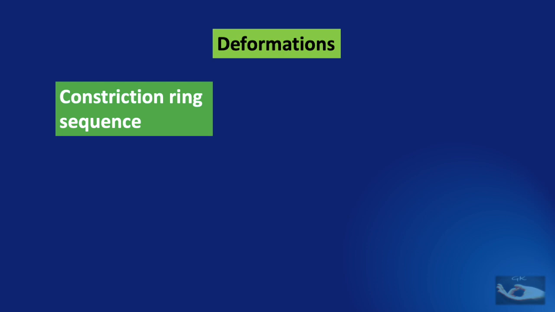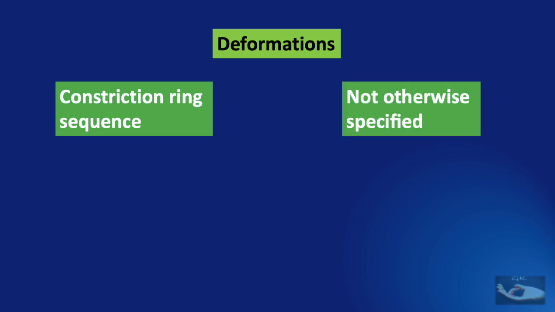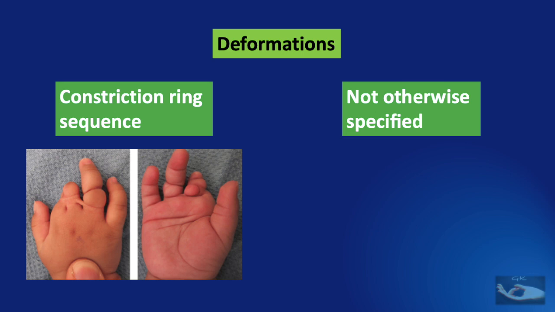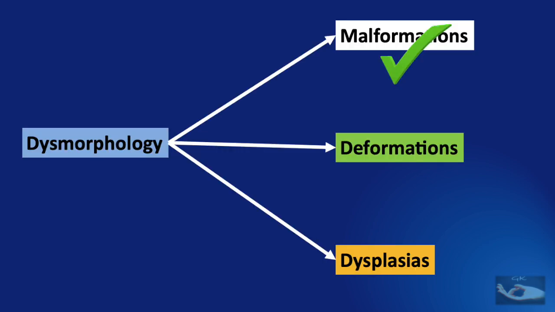Deformations are basically of two types. They could be a constriction ring sequence or they could be a deformation not otherwise specified. This category allows for new deformations to be added as they are being reported. The constriction ring syndrome, of course, has all the features like lymphedema, constriction bands, amputation, and even acrosyndactyly. That covers malformations and deformations classification of the dysmorphology of congenital hand differences.